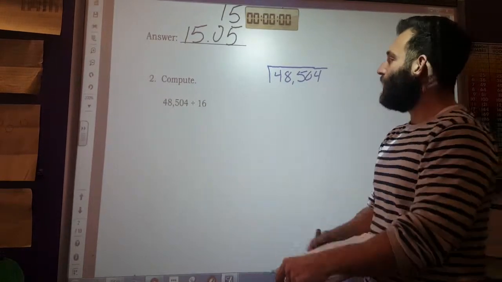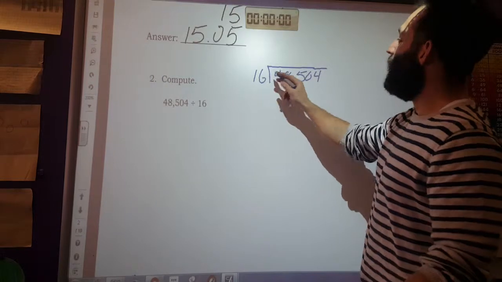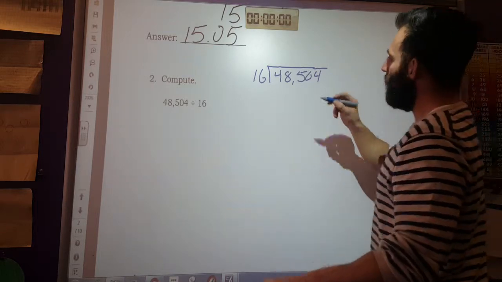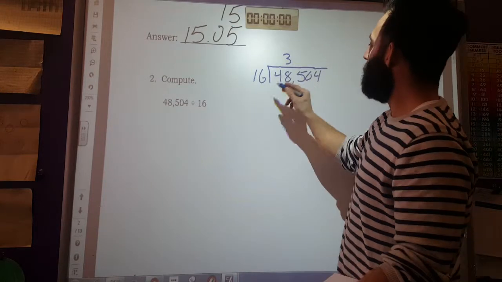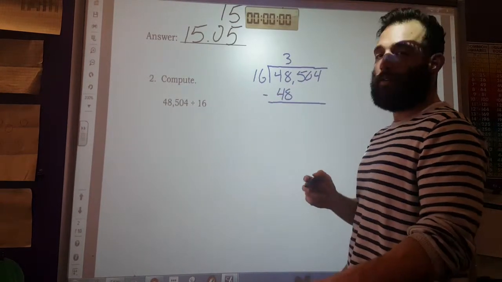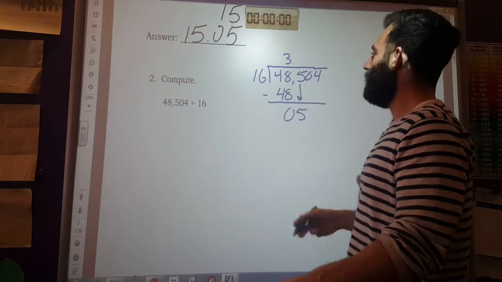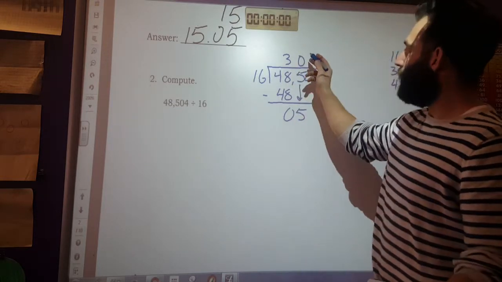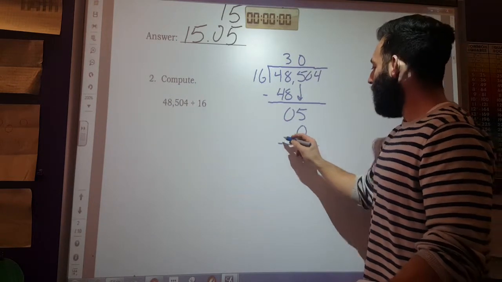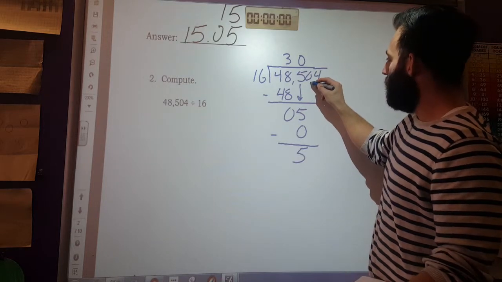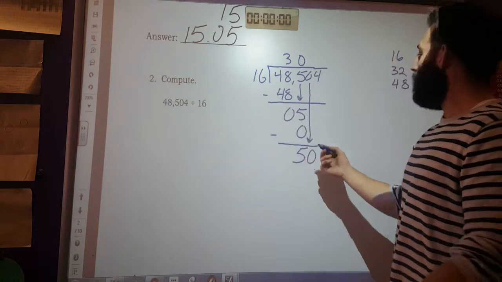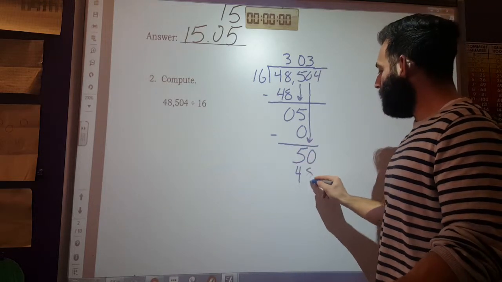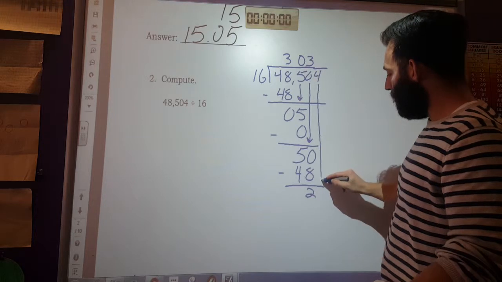48,504 divided by 16. Now, 16 goes into 48 3 times. 3 times 16 is 48, and I subtract and bring down. 16 goes into 5 0 times, being careful where I place my numbers. 0 times 16, anything times 0 is 0. 5 minus 0 gives me 5, and I bring down my 0. 16 goes into 50 3 times. 3 times 16 is 48, and I subtract and bring down my 4.